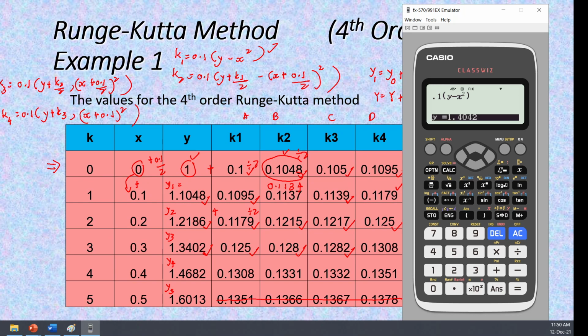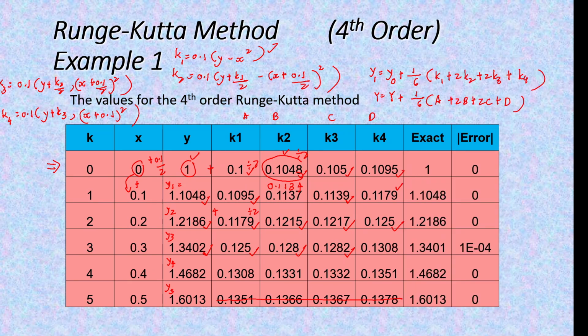And then calculate again for your K4. For K4, Y is Y3 plus K3, which is 1.3402 plus K3, 0.1282. X is 0.3 plus H, 0.1, which gives the next X, 0.4. So you get 0.1308 here.